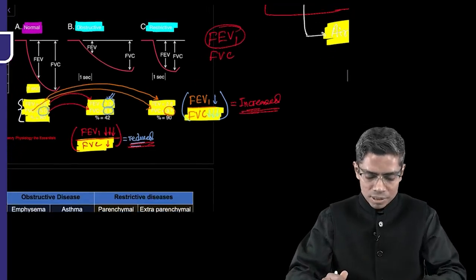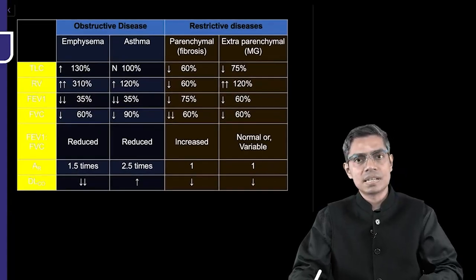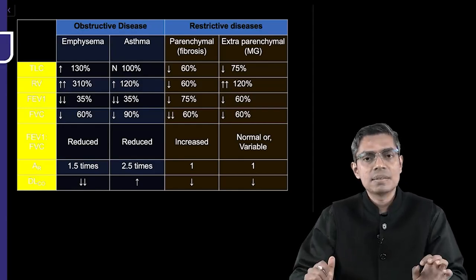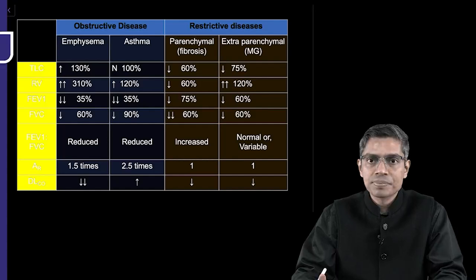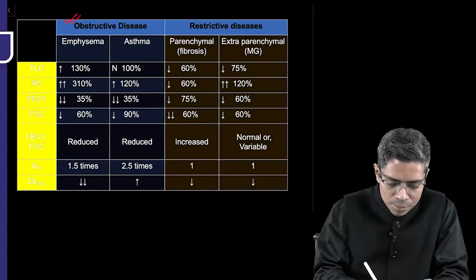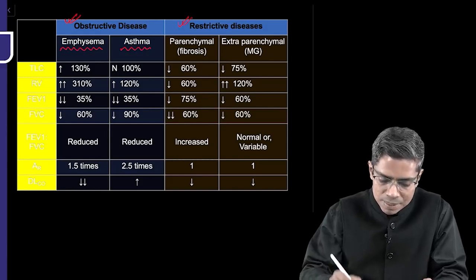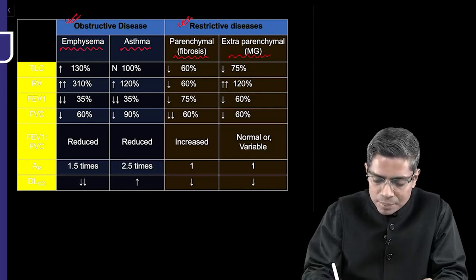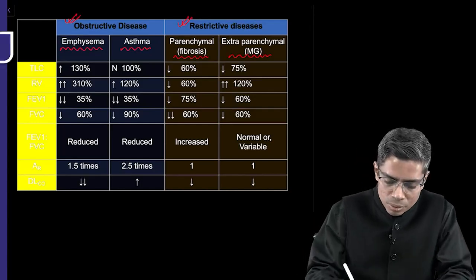So after discussing all these things, if you look at the difference between these two disease conditions, all the lung function has been aggregated in this table, and this table is taken from Harrison's Principles of Internal Medicine book. Okay, so here the two obstructive disease prototypes, that is emphysema and asthma, are given, and here is the restrictive disease, the parenchymal restriction, that is lung fibrosis, and extraparenchymal restriction, that is myasthenia gravis, is given. So first you look at total lung capacity.